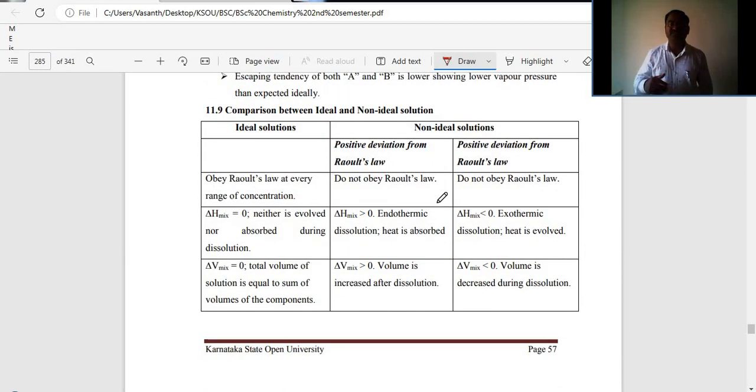What are the differences between ideal solutions and non-ideal solutions? An ideal solution obeys Raoult's law over every range of concentration. The positive deviation means it does not obey Raoult's law. The negative deviation also does not obey Raoult's law.